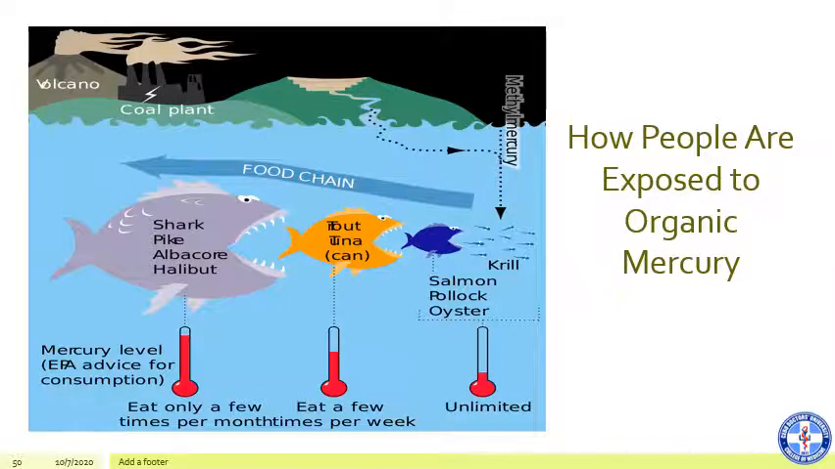Now, how are people exposed to organic mercury? People may be exposed to mercury in any form under different circumstances. However, exposure mainly occurs through consumption of fish and shellfish contaminated with methylmercury and through worker inhalation of mercury vapor during industrial processes. And also, mercury can enter the body directly through skin contact.